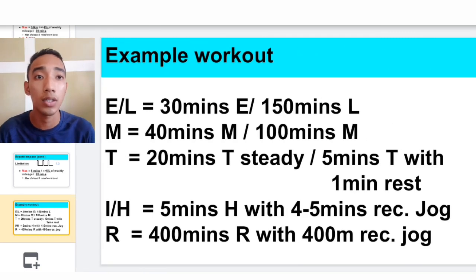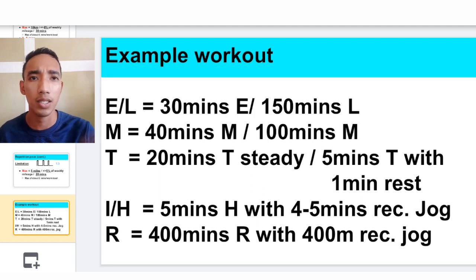So, an example workout: an easy pace run of 30 minutes or 150 minutes long run, 40 minutes minimum of marathon pace or 100 minutes of marathon pace. Now, examples of workouts, you cannot really do 50 minutes of marathon pace. An example of threshold is 20 minutes of T steady, or 5 minutes of T with a 1 minute recovery, repeated.